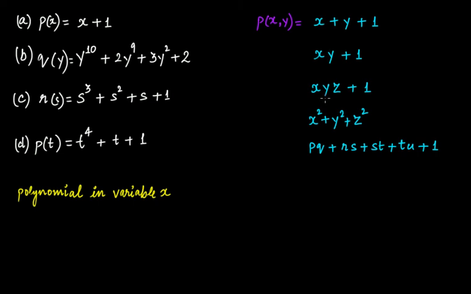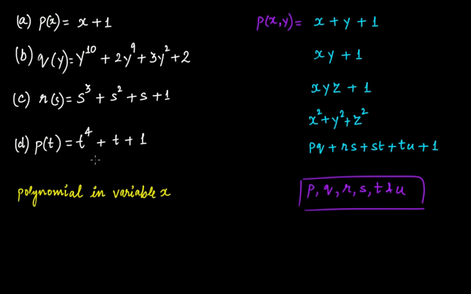In this case, this is a polynomial in three variables, x, y, and z. Again, you have a polynomial in three variables, x, y, and z. The last polynomial is actually a polynomial in four variables. You have p, you have q, you have r. Sorry, in this case you have in fact six variables: p, q, r, s, t, and u. These are the six variables that this polynomial contains, right?